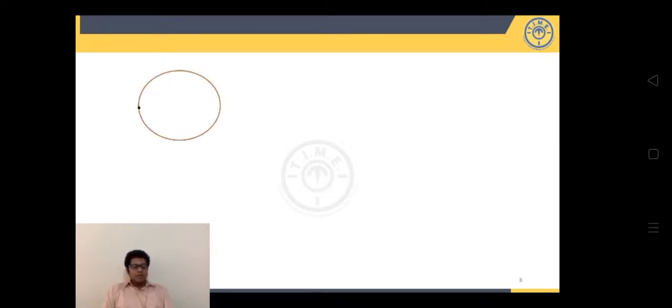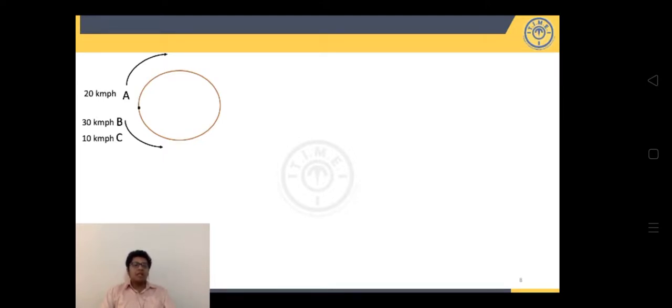Now let's take three people, A, B, C. There is a fixed point, and all three people start running. A is traveling in the clockwise direction, while B and C are traveling in the anti-clockwise direction. A's speed is 20 kilometers per hour, B's speed is 30 kilometers per hour, and let's say C's speed is 10 kilometers per hour. So A travels clockwise at 20, B travels anti-clockwise at 30, and C travels in the same direction as B at 10.